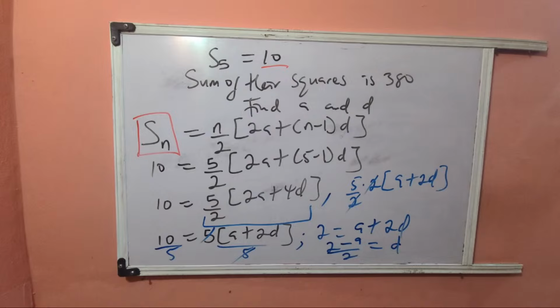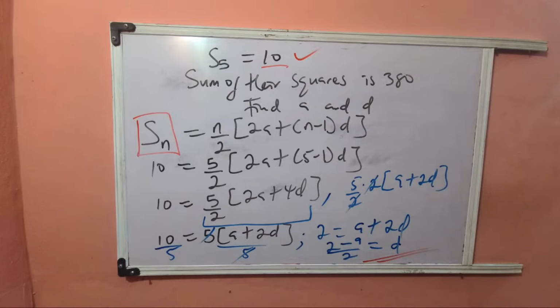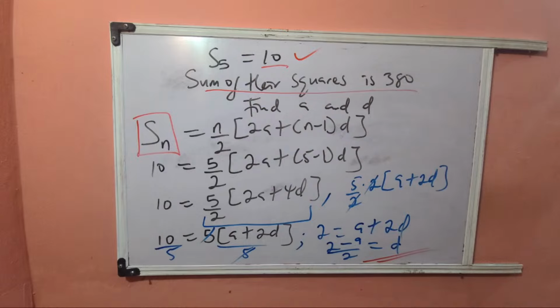All right, so I've gotten an expression for d. So what do I do with this? I've been able to use the first argument, that's the sum of the first 5 terms, to get my expression for d. So I can go on to use the other argument now to see what I will get from there. I was told that the sum of their squares is 380. Don't forget the question said the sum of 5 terms of an arithmetic progression is 10.